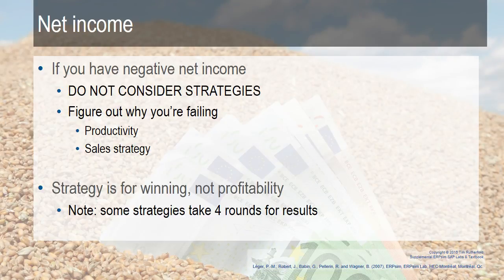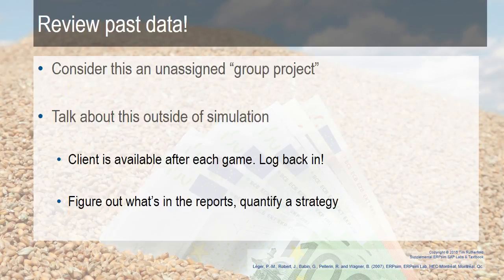Once you have positive net income, you need to have a strategy for being competitive. Remember, some strategies take 3, 4, 5, 6 rounds to actually get the return. So think that through. If you're only playing 4 rounds of the manufacturing game, you may not have enough to get your full return on your investment. So make sure that you get the return within the number of rounds you'll be playing.